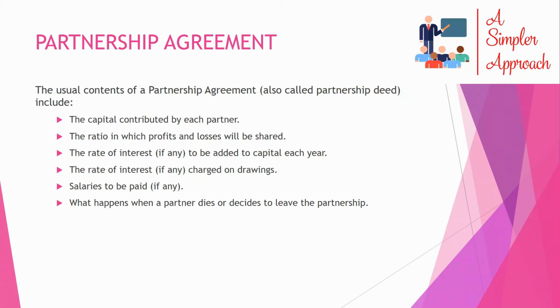It includes contents such as the capital that is contributed or will be contributed by each partner, how profits and losses are shared, the rate of interest calculated on capital each year, if there is one, a rate of interest charged on drawings, if there is one, salaries that may be paid to a partner or both partners or all partners, if that is allowed by each partner, and what happens if a partner should die, if a partner decides to leave the partnership, or if there is an intention to add a new partner to the existing agreement. All these things are outlined in the partnership agreement.